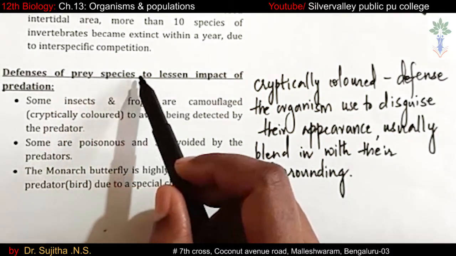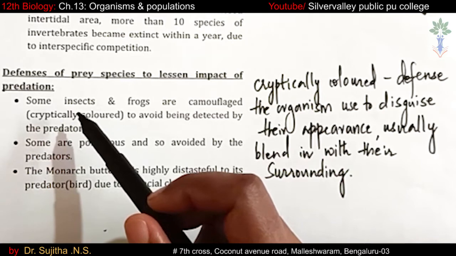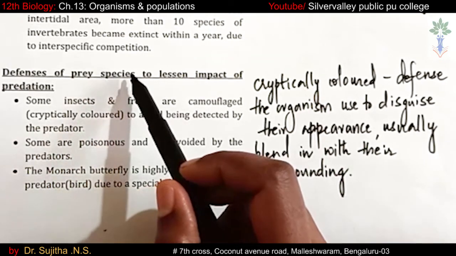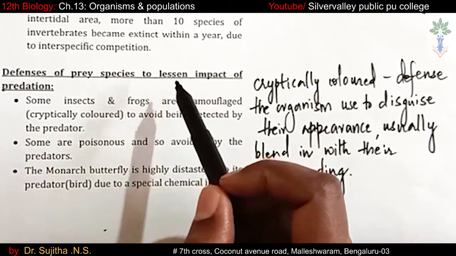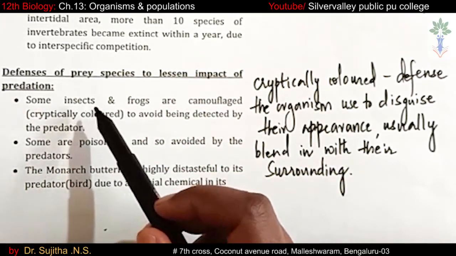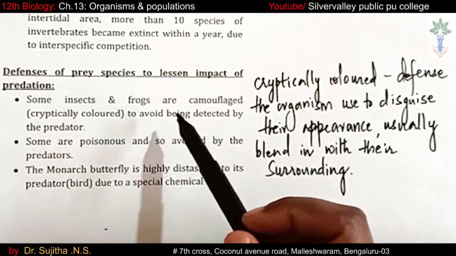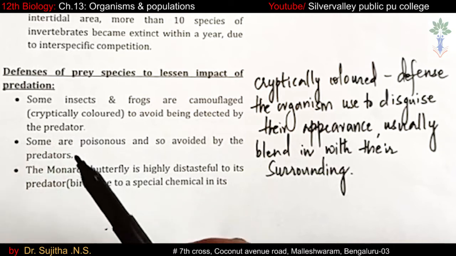Defenses of the prey species to lessen the impact of predation. That means, what are the defense mechanisms the prey species has got in order to protect itself from the predators? First one, some insects and the frogs are camouflaged. That is, they are cryptically colored to avoid being detected by the predator.